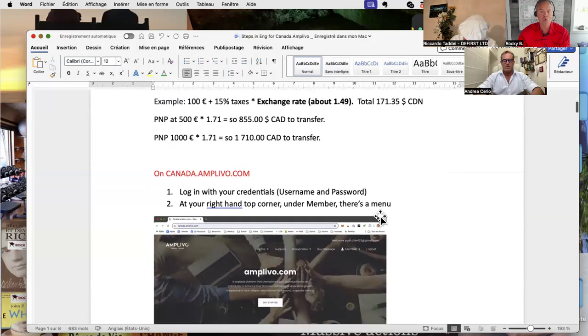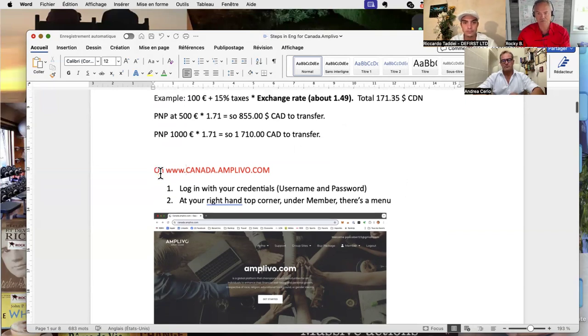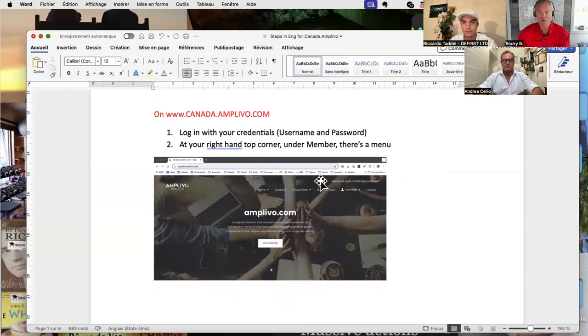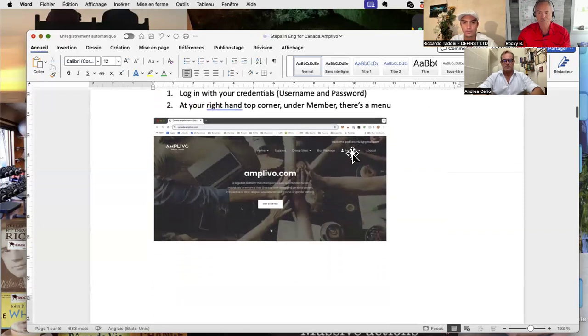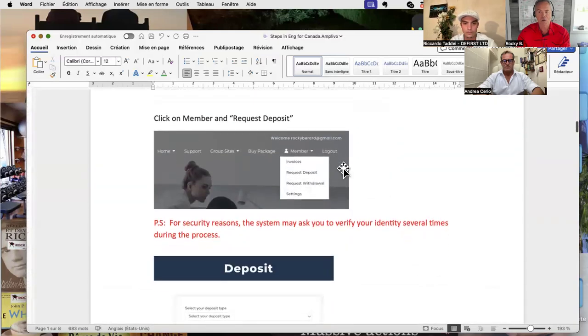After that, you have to go on canada.amplivo.com. I will write it down here: www.canada.amplivo.com. You log in with your credentials, your username and your password, not the transaction password. In the top right-hand corner, you're going to see Member. There's a menu, and people will click on request deposit. When you want to have your commissions in Canada, you click on request withdrawal, so you're paid in your bank account. That's pretty easy. Many steps, but easy steps.